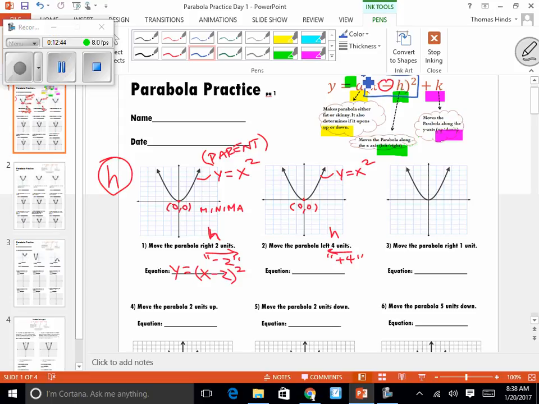Where do I put the x? Oh, if it's 2, I know it's going to be a 2. If it's to the right, it's a minus 2. If it's to the left, it would have been a plus 2.